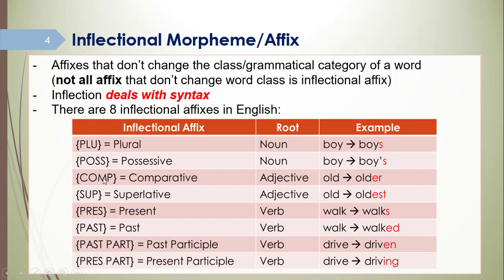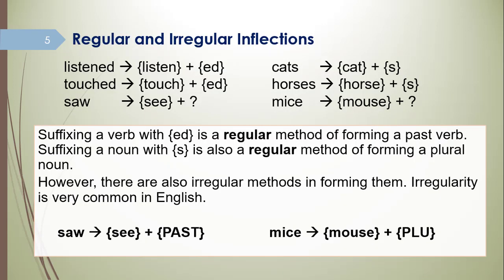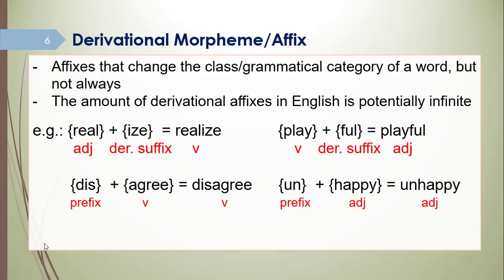So this is exactly why I want you to memorize this: PLU, PAST, COMP, SUP, PRES, and PAST PARTICIPLE or PRES PARTICIPLE. Because sometimes we have to break down words into the irregular forms. Like these ones. I hope you can understand it. And now we can continue to the derivational morpheme or derivational affix.